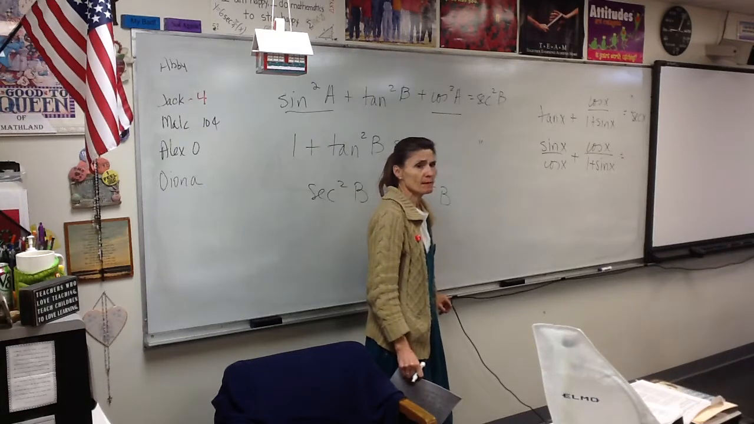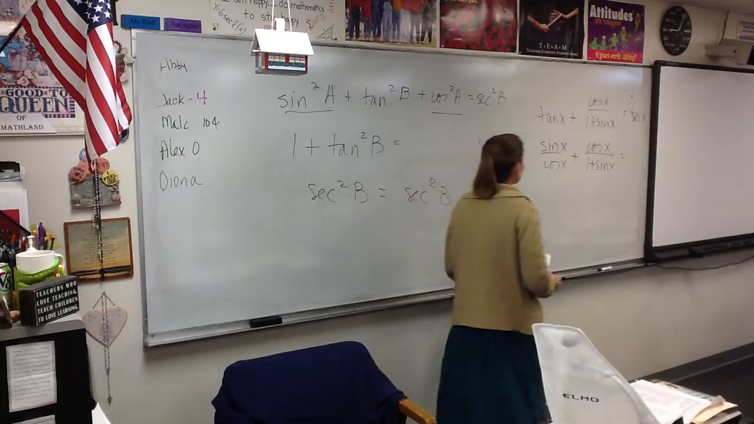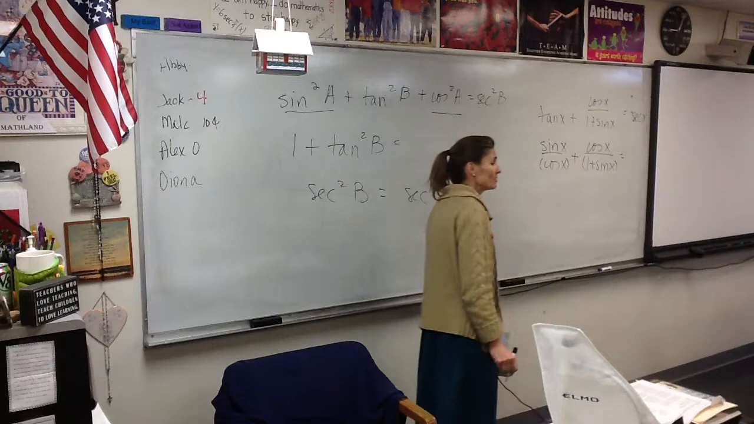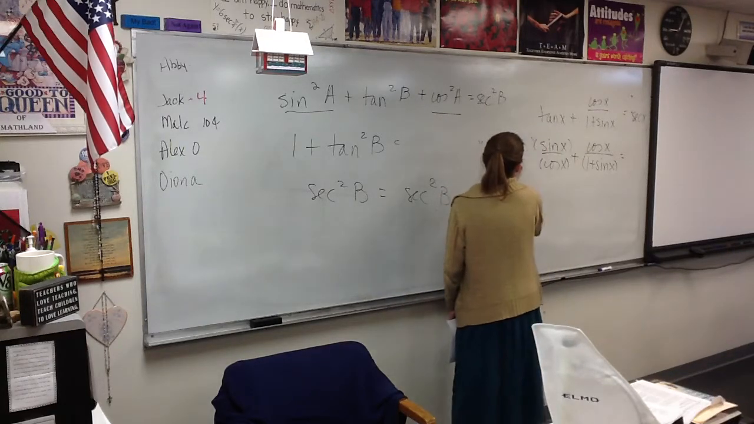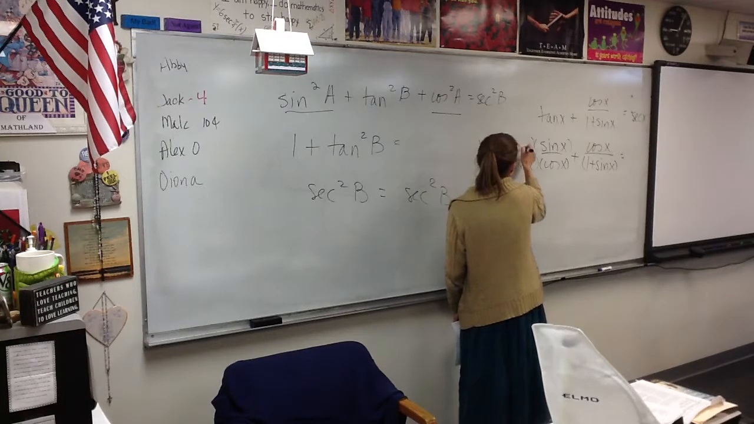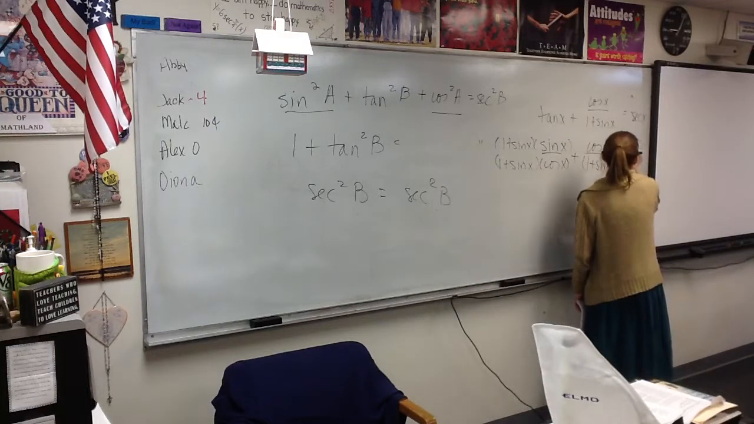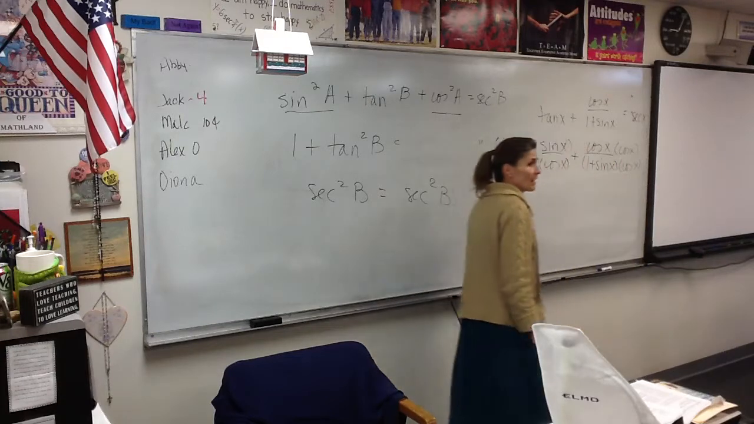We need a common denominator, don't we? Right? Our common denominator will be this and this, right? That's our common denominator. So this one is going to have to be times by 1 plus sine. And this one is going to have to be times by cosine. Everybody okay with that?